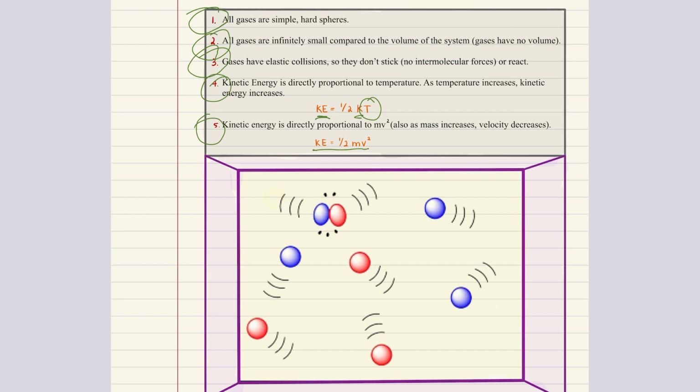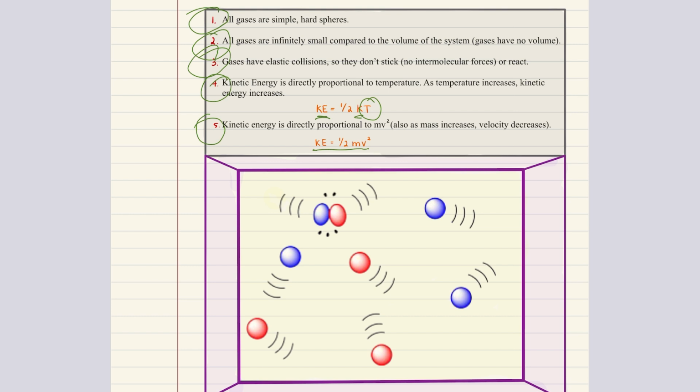This tells us that for gases at the same temperature, lighter molecules move faster than heavier ones. So for example, helium atoms are going to move much faster than oxygen molecules at the same temperature because helium has a much lower mass. These principles help us explain why ideal gases behave as they do.